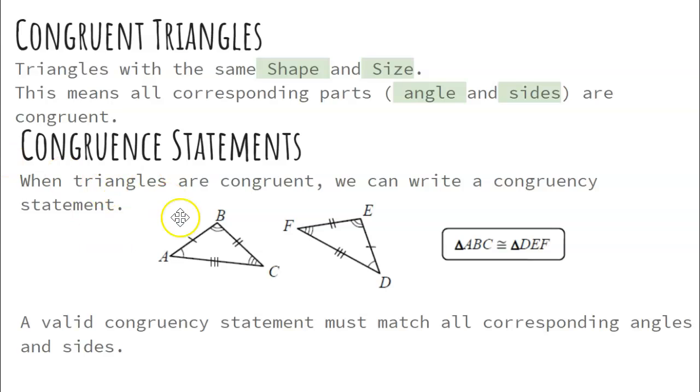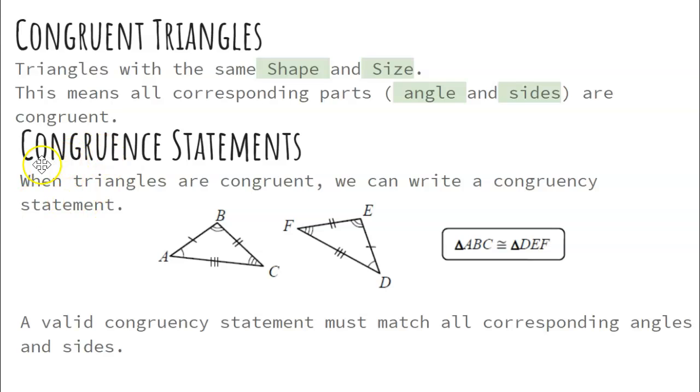Alright, so I'm going to go over the notes together. If I'm going too fast, pause the video. You can go ahead and write it down in your notebook or go ahead and finish writing it down on your Google Slides. So, congruent triangles: triangles that have the same shape and the same size. This means that all corresponding parts, angles, and sides are congruent.